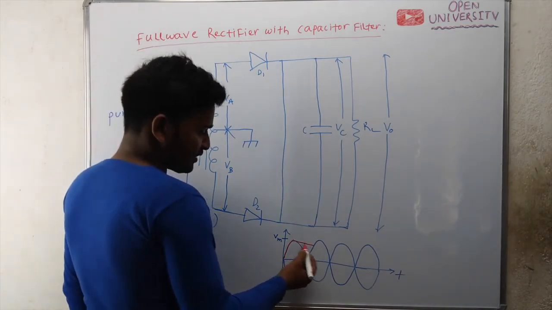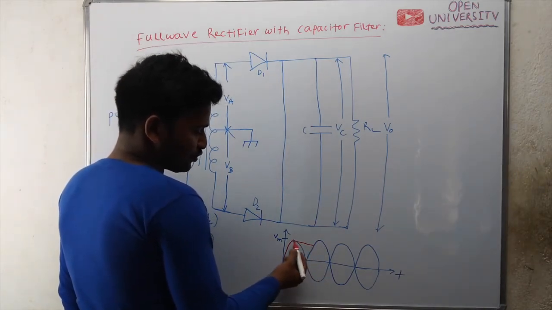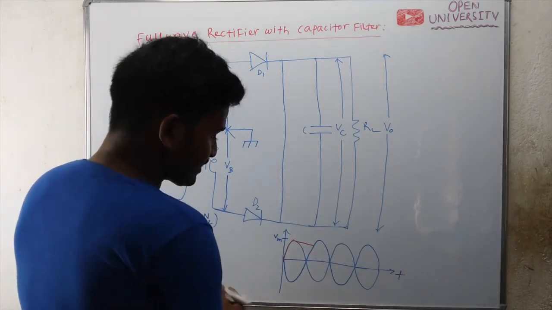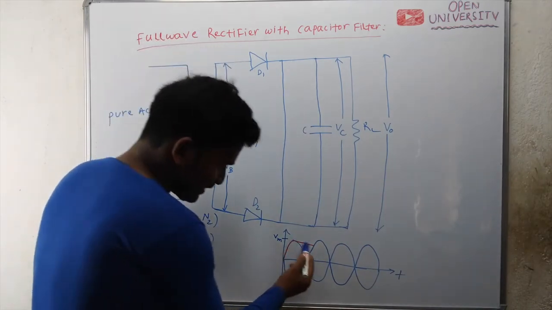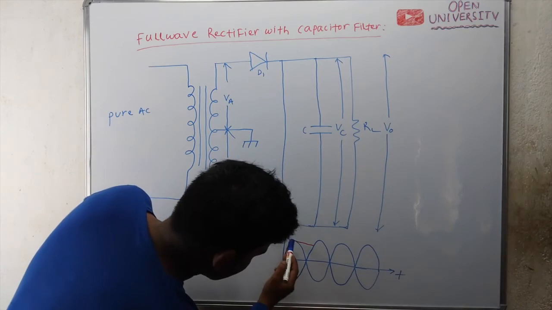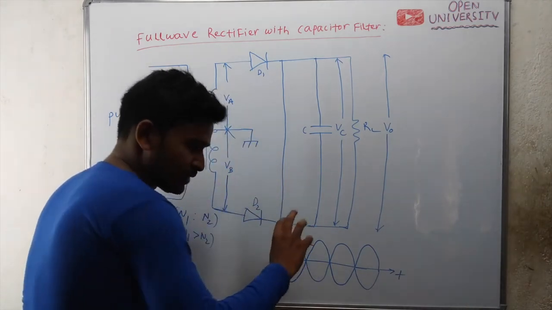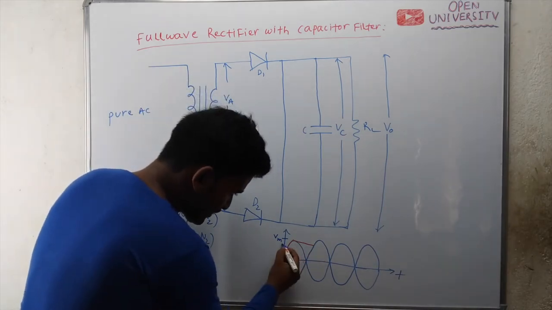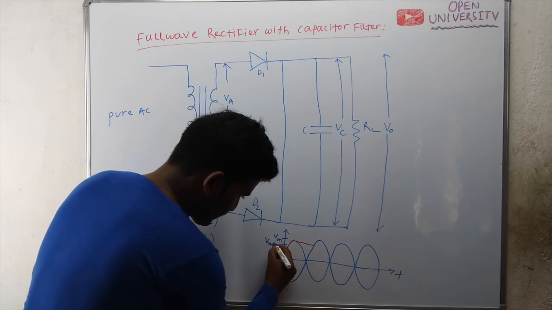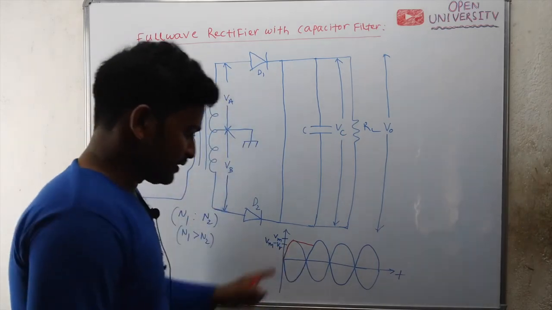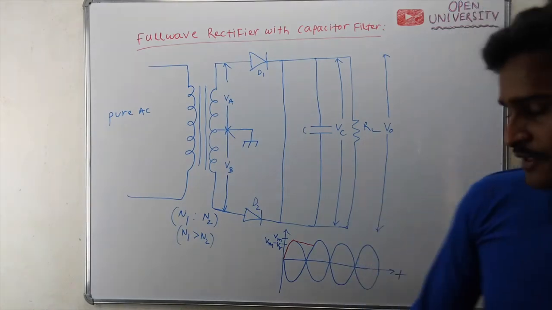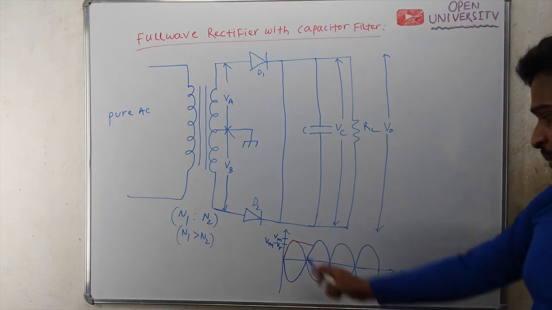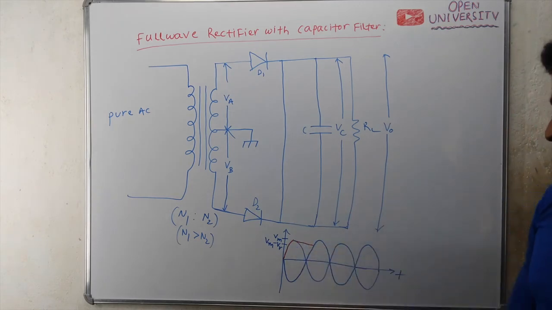But the discharging time constant is very large, so it will discharge very slowly. So the capacitor voltage will decrease slowly. Let the voltage reduced by the capacitor in this discharge interval be VR. By an amount VR, so at this point the voltage across the capacitor will be Vm minus VR. So the capacitor voltage will reduce from Vm to Vm minus VR.